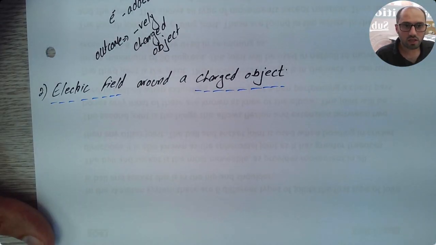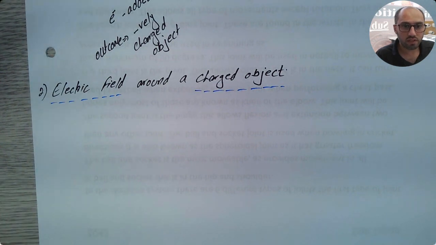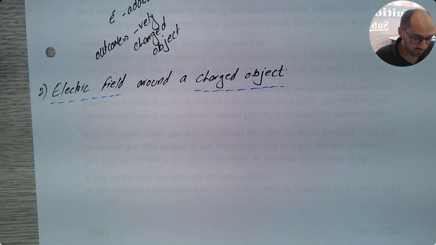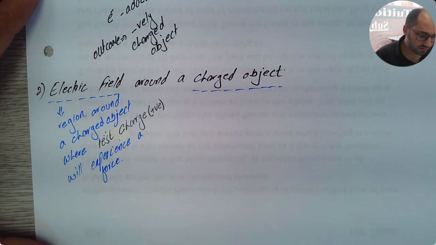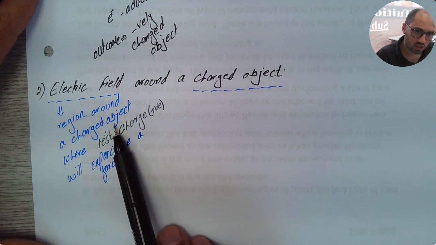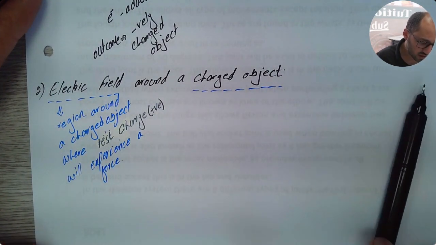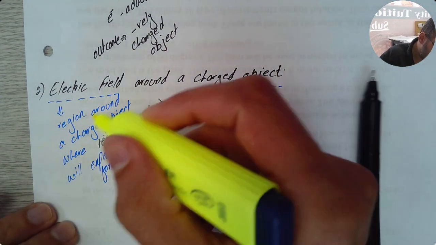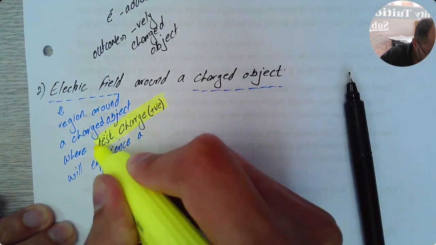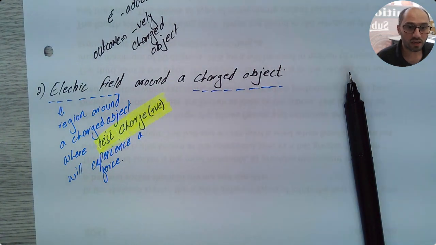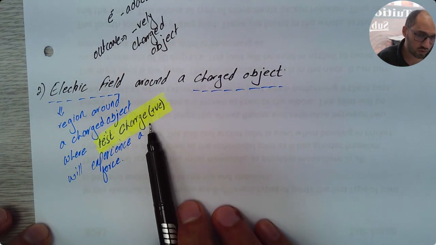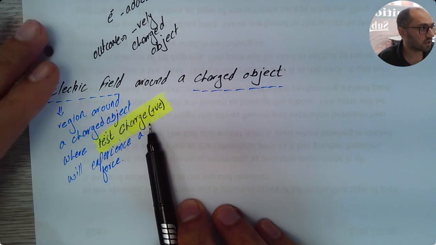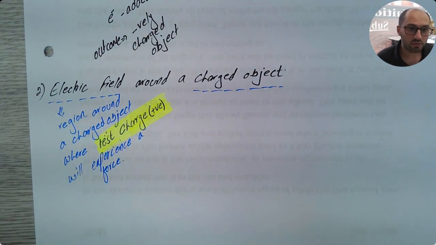The next section that we need to know about is the electric field around a charged object. Now, before we start working on this, we have to understand what do we mean by word electric field. So electric field is the region around a charged object where test charge will experience a force. Now you need to remember this test charge, it is always positive. So in your exam, you will be asked about the direction of electric field. So you'll have to make sure you apply this concept. I'll show you in a minute how to use it to figure out the direction of electric field.